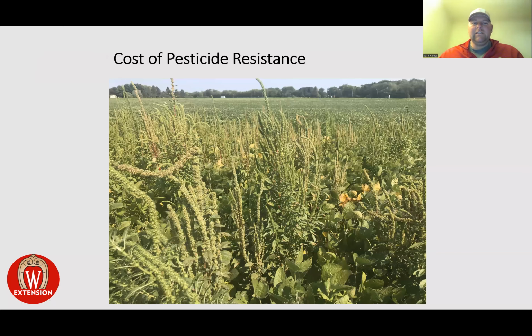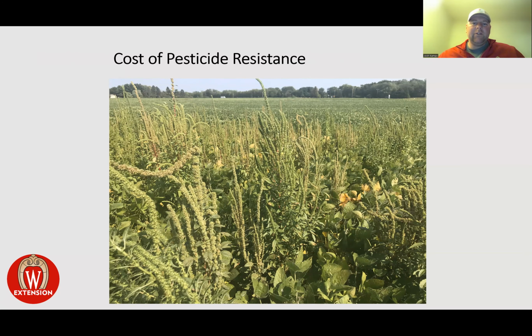And what is that cost of pesticide resistance? Unfortunately, this is a newer type of pigweed that we are starting to find in some of the fields. There are a couple populations in Rock County. There are some in Lafayette and Grant. Have not found this weed statewide necessarily, but there definitely are pockets across the state.